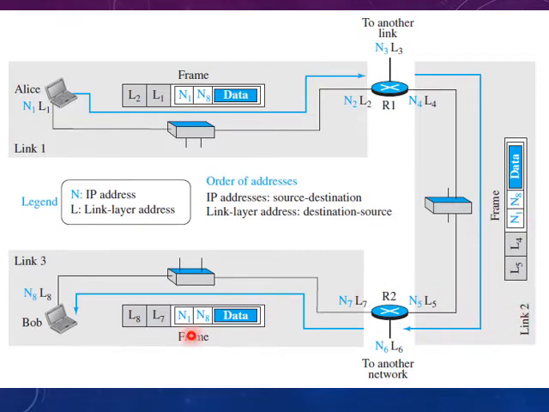Next, when we go to link 3, here we have L7, which will be acting as the source, and L8 will be acting as the destination. And in the case of the network address, the network address remains the same, N1 and N8. So here we can see something interesting. When you represent the link layer address, first we represent the destination, then the source. But when we are representing the network layer address, first we represent the source followed by the destination.